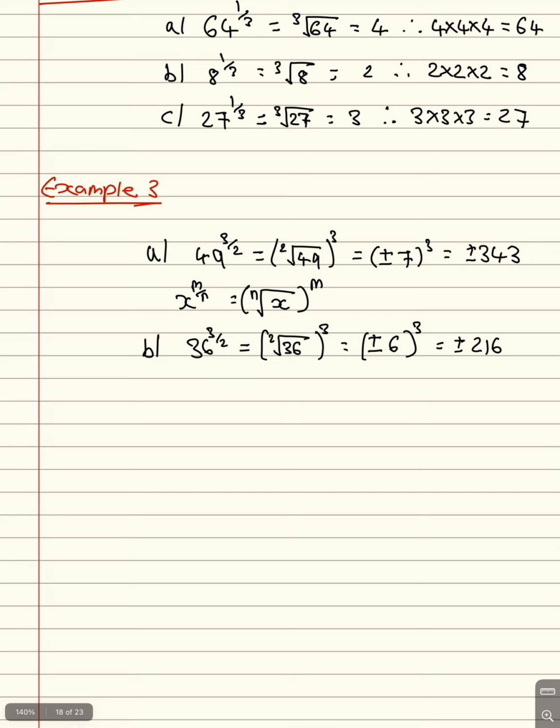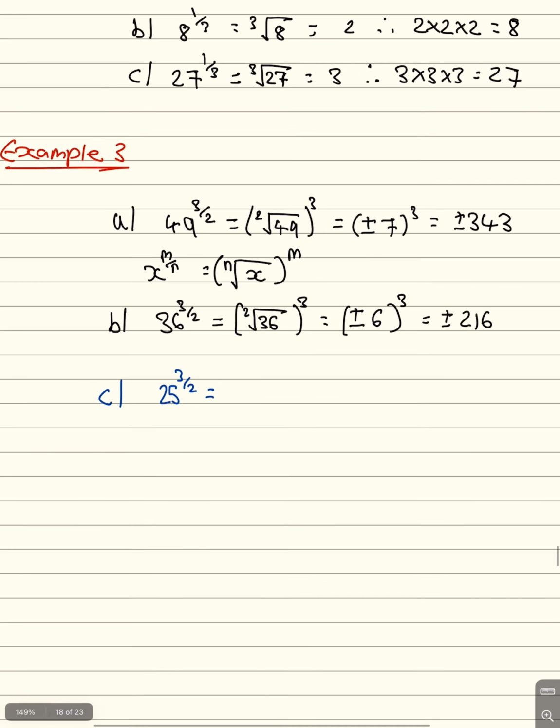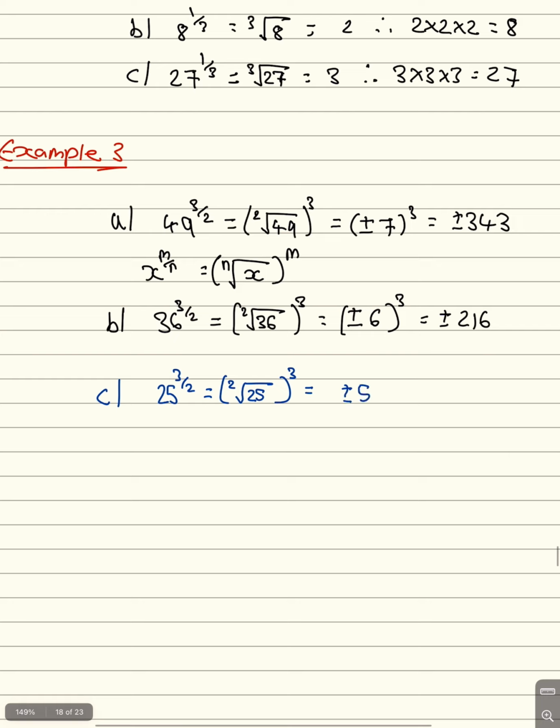Now part C, you'll have a go at this one now. So 25 to the power of 3/2. Pause the video, press play when you're done. Okay, so taking the square root of 25, you should have put that all to the power of 3. So the square root of 25 is plus or minus 5. Put that all to the power of 3, we get plus or minus 125.